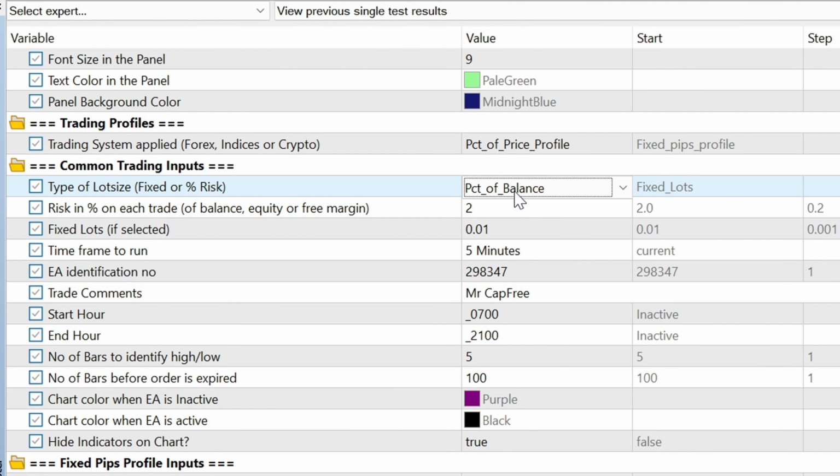Depending on what you select, you need to define as a risk percentage if you are using the risk percentage, either of balance, equity, or free margin. And then if you are defining it as fixed lots, then you need to define what your fixed lots are going to be here.